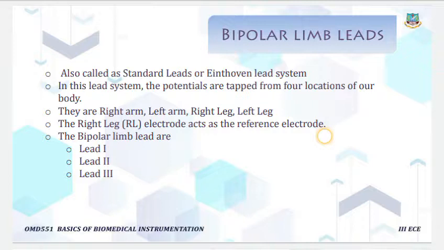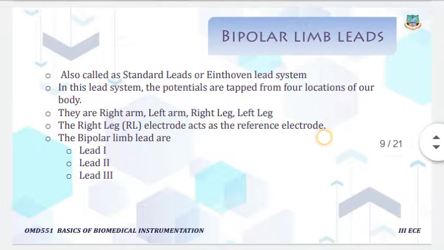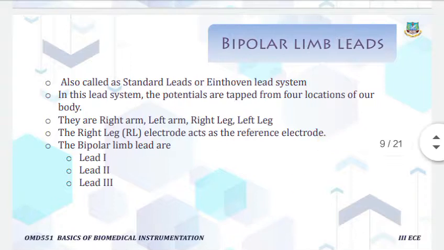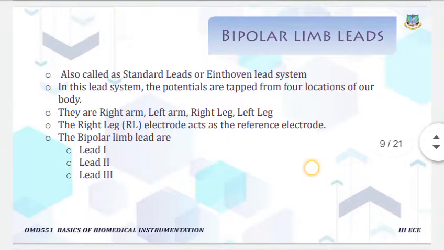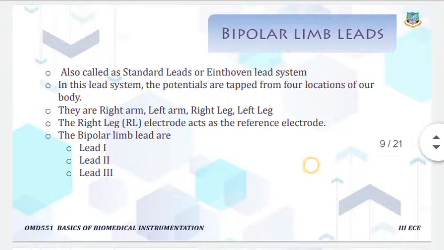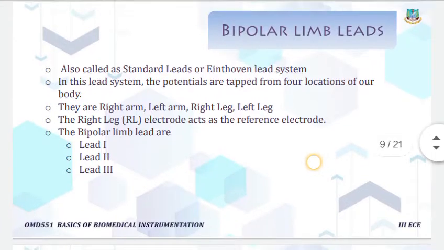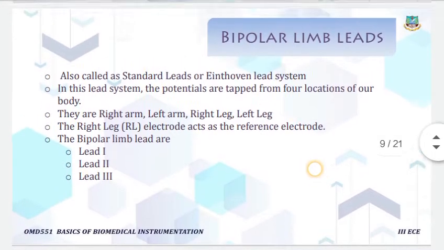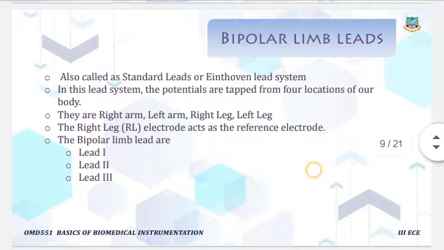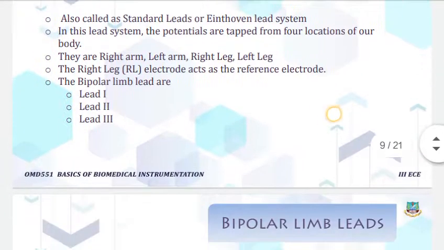In this we are using 4 positions from our body. In this lead system the voltage is recorded from 4 positions of the body, that is right arm, left arm, right leg and left leg. The right leg acts as the reference electrode. This bipolar limb lead is of 3 types: lead 1, lead 2 and lead 3.